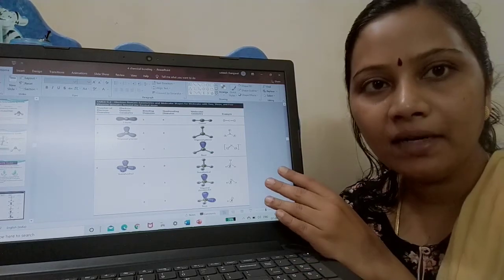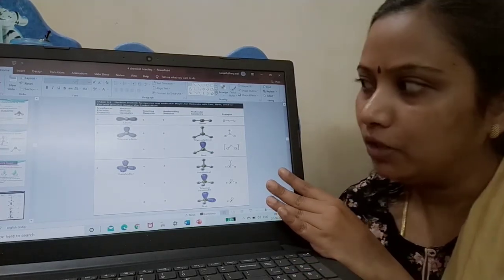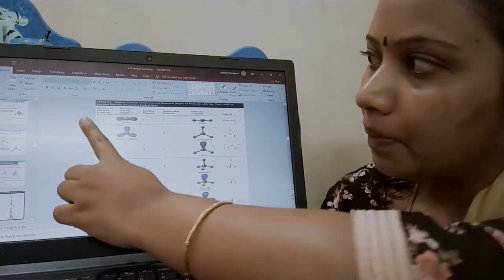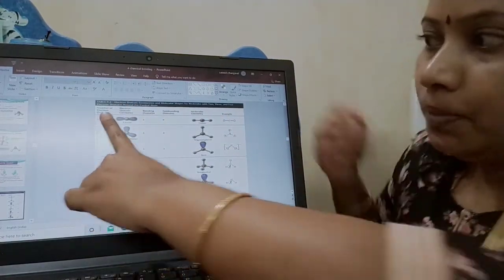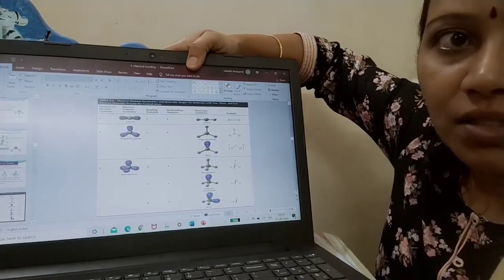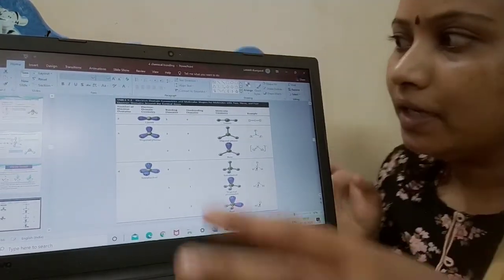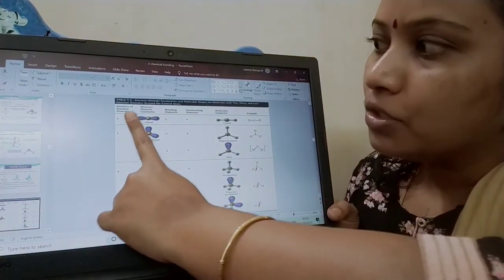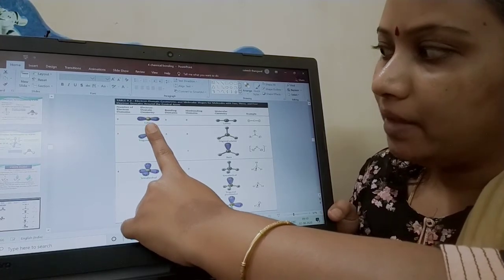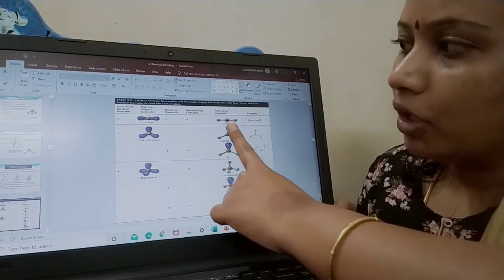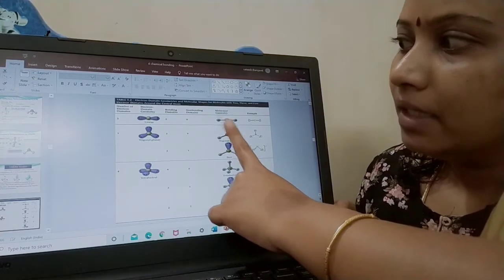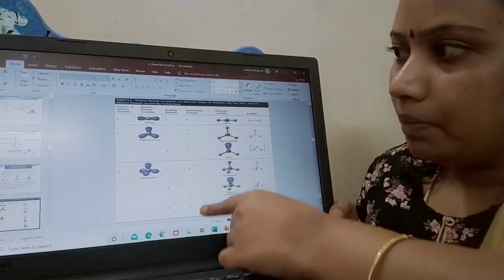Now this is the exact VSEPR model of predicting the molecular geometry. Now the number of electron domains is 2. Yeah, children, is it clear? Number of electron pairs is 2. So electron domain geometry is linear. Even the molecular geometry is linear because there is no non-bonding pair.